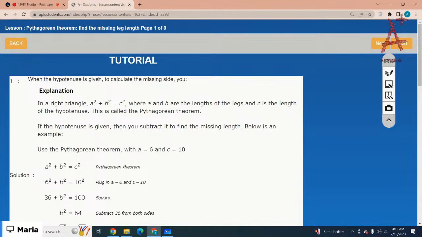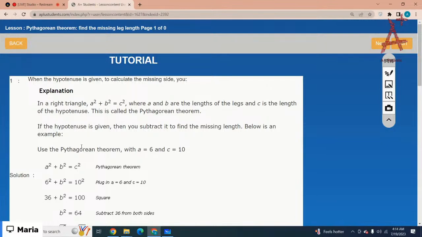When the hypotenuse is given, to calculate the missing side in a right angle triangle, a square plus b square equals c square, where a and b are the length of the legs and c is the length of the hypotenuse. This is called the Pythagorean theorem. If the hypotenuse is given, then you subtract to find the missing length. You just have to calculate the length of the leg.